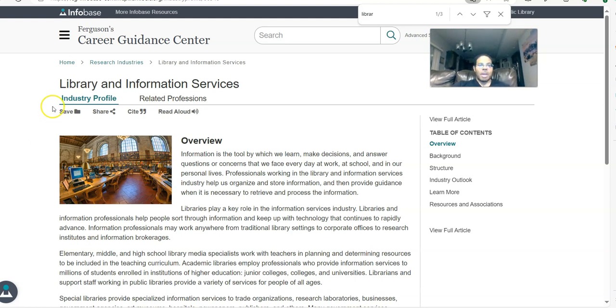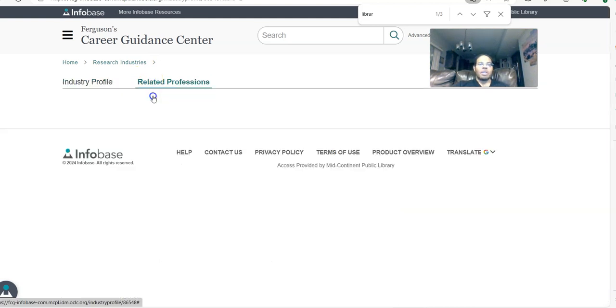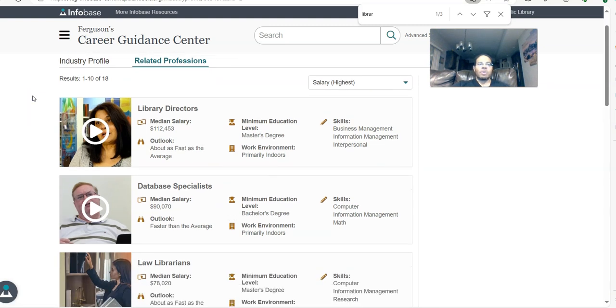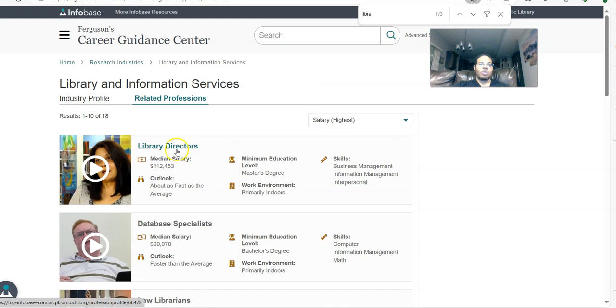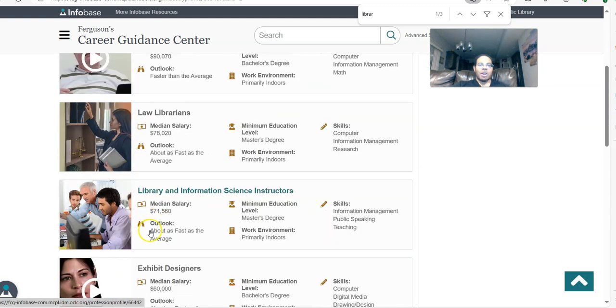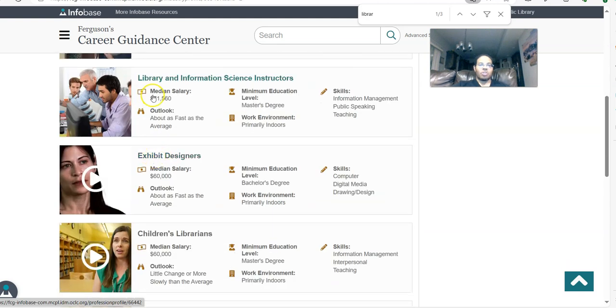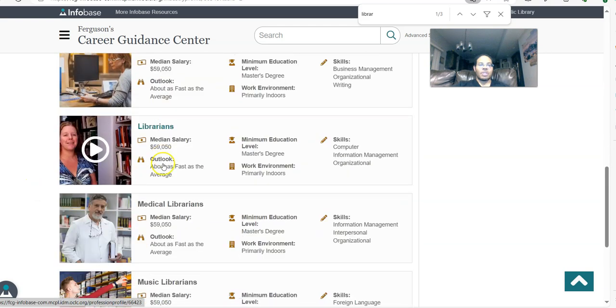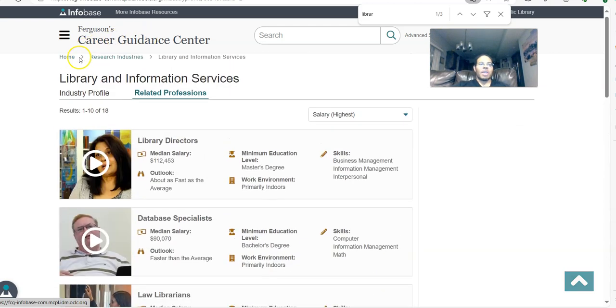All right, so the library and information services, first of all, when it comes to browsing professions, once you land on the industry, if you want to, you can select related professions, and they will include some of the related professions within that industry, and those include library directors, database specialists, law librarians, library and information science instructors. That's me, and that's pretty much where I am with my median salary and all those sorts of things. Exhibit designers, children's librarians, so you have all of that there.